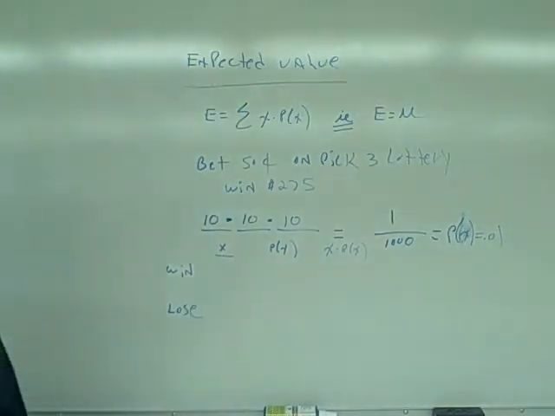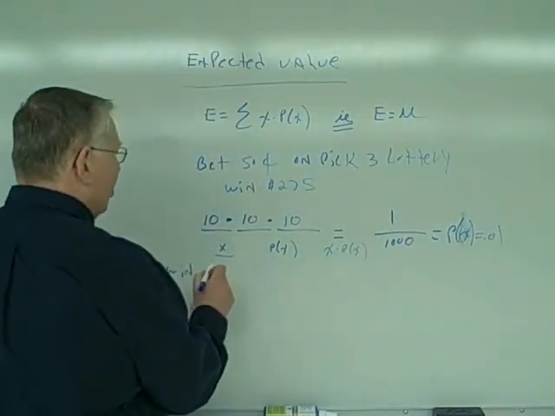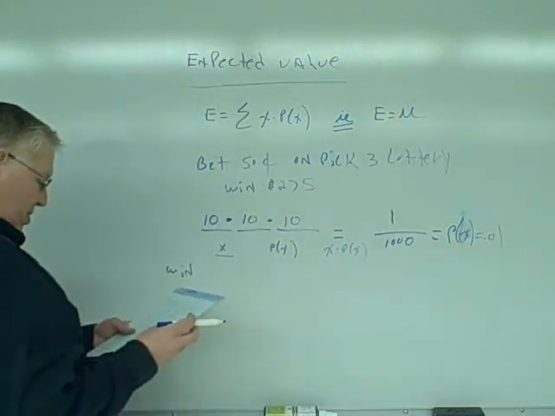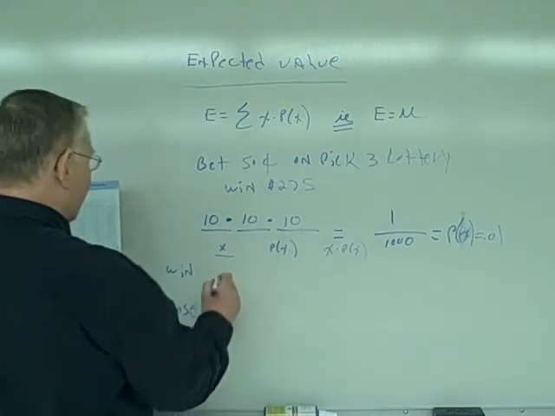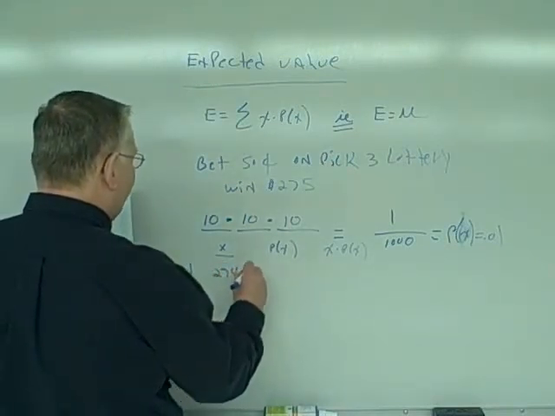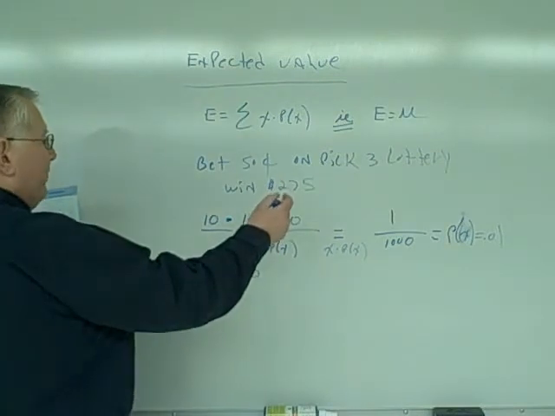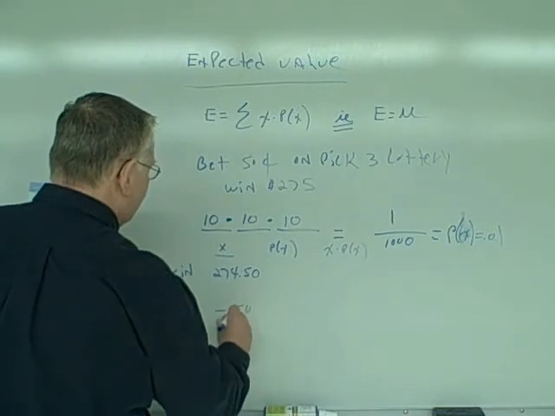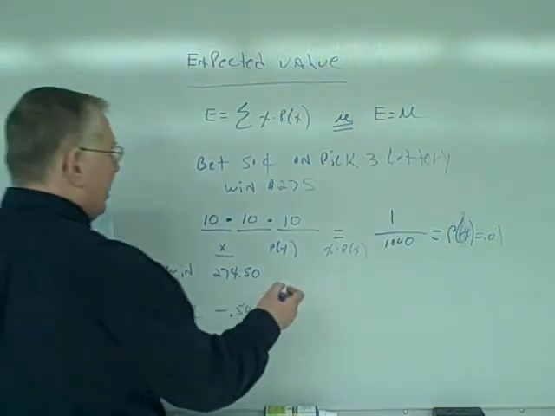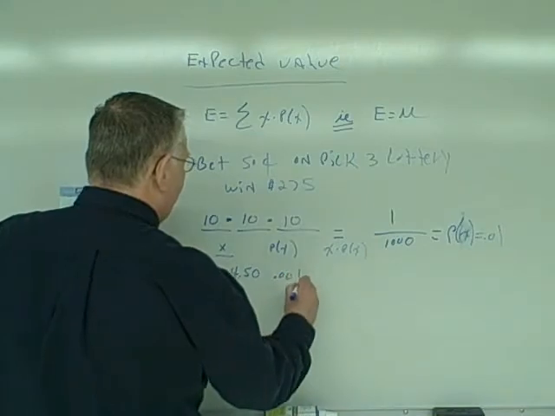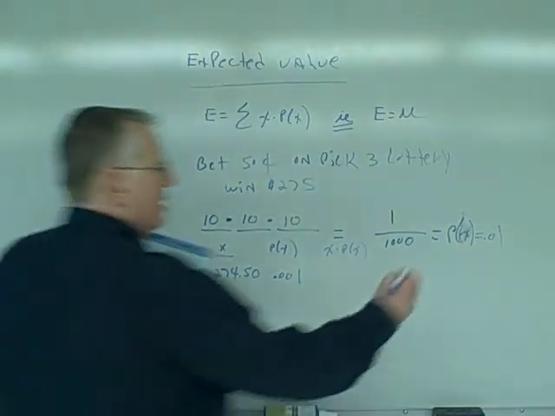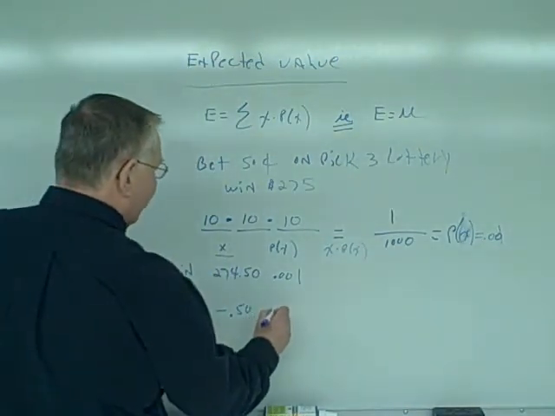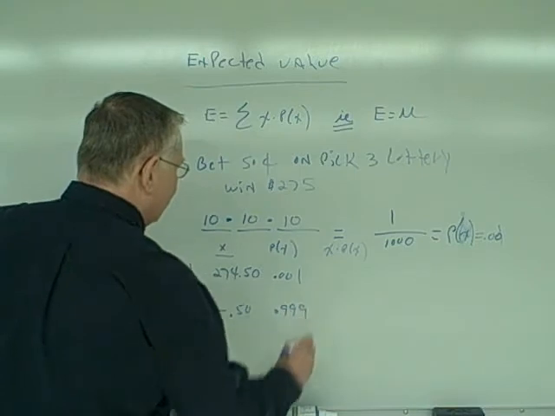So let's turn this into a probability distribution. For x, if we win, we spent 50 cents but we get back 275, so our actual profit is 274.50, the 275 minus the 50 cents that we paid. If we lose, we're out 50 cents. Probability of winning is 0.001. Probability of losing is 0.999.